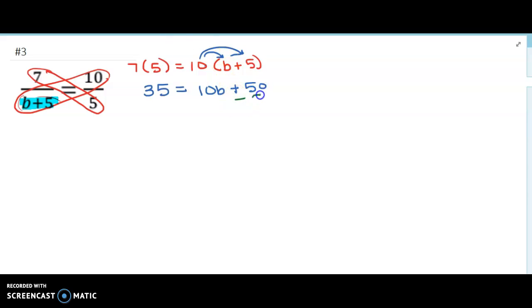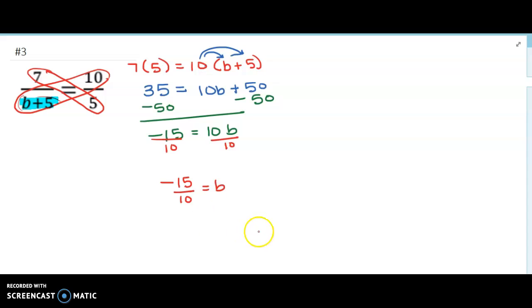Okay, now I have an algebra problem, so subtract 50 from both sides. Negative 15 equals 10b. Divide both sides by 10. I get negative 15 over 10 equals b. And negative 15 over 10 reduces to negative 3 halves. And that is my answer.